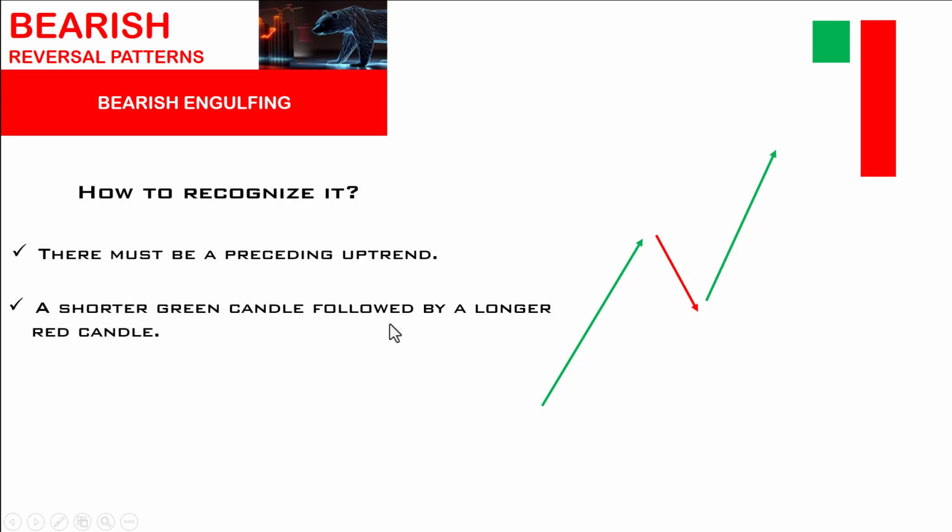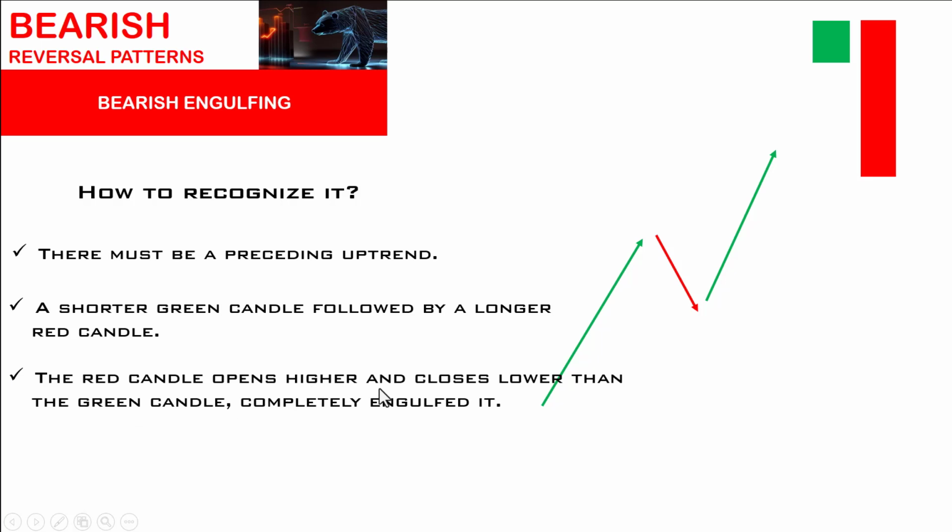The shorter green candle is followed by a long red candle. The red candle opens higher and closes lower than the green candle, completely engulfing it. When we say engulf, you don't even see the green one again if you are looking from the right side. It's completely engulfed. And then this one must be longer than this one. That's very, very key. You don't need to be measuring it. You have to see very clearly that this one is longer.